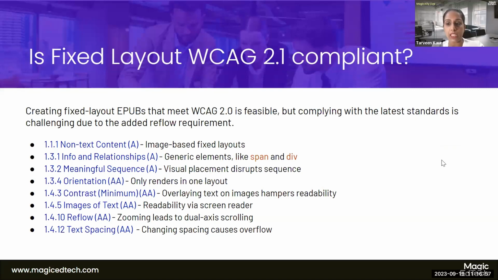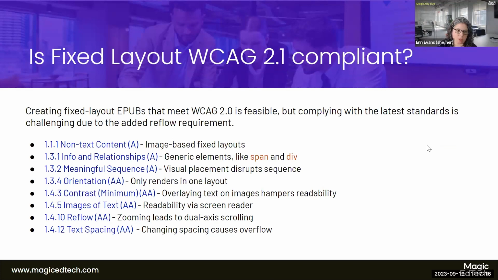So it's always good to reach a level which is the max, to ensure we are doing our level best to meet the compliance, but at the end of the day, your fixed layout EPUBs are WCAG 2.0 AA compliant. Erin, do you want to add anything in case?